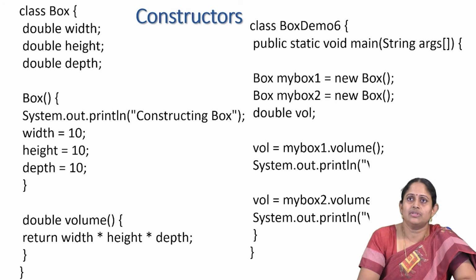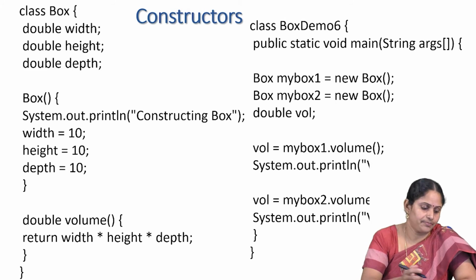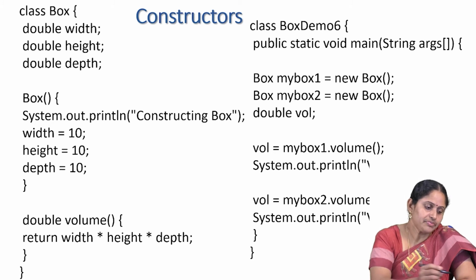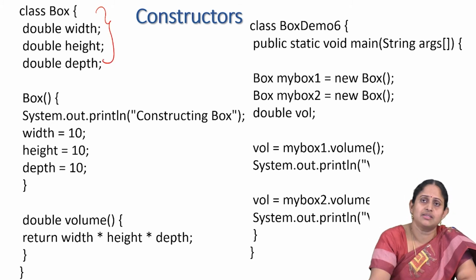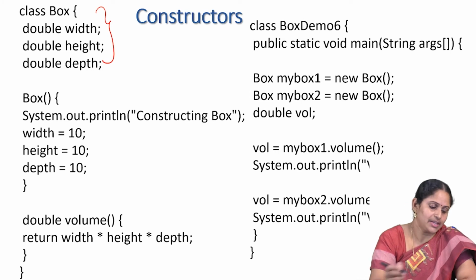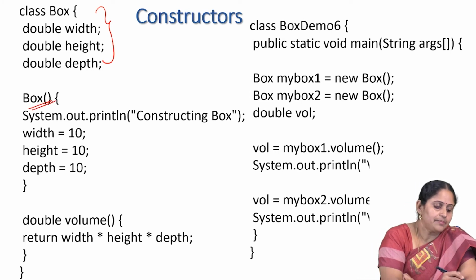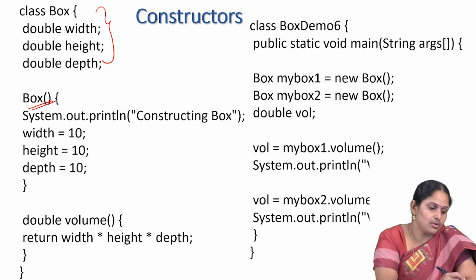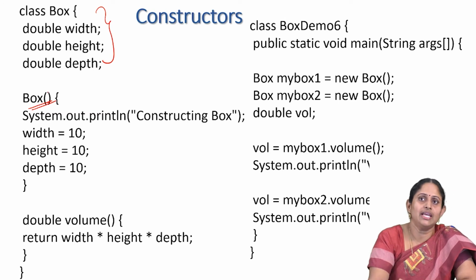So let's look into the example of constructor. In this case, here also we are using a class box with the 3 instance variables, width, height and depth. This is our empty constructor, or a constructor without any argument.